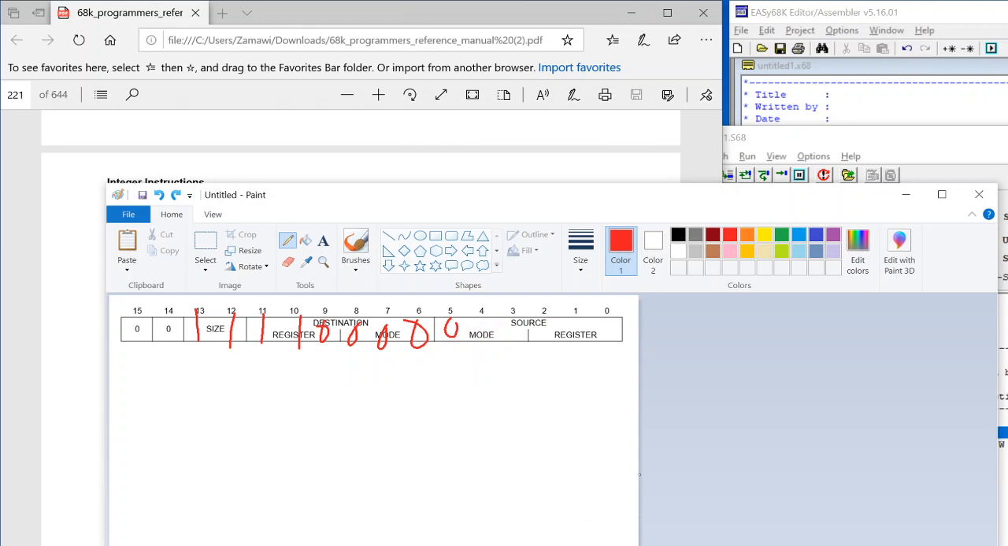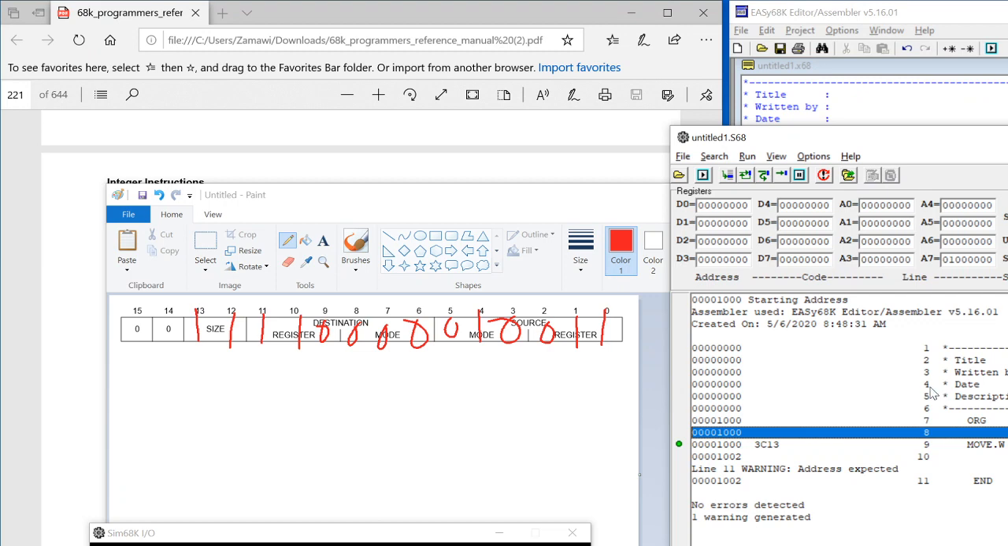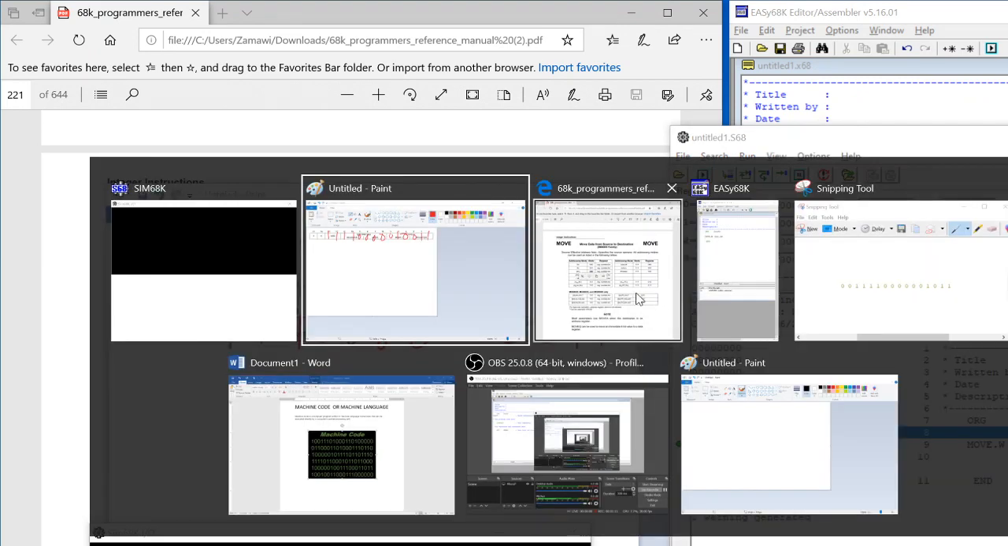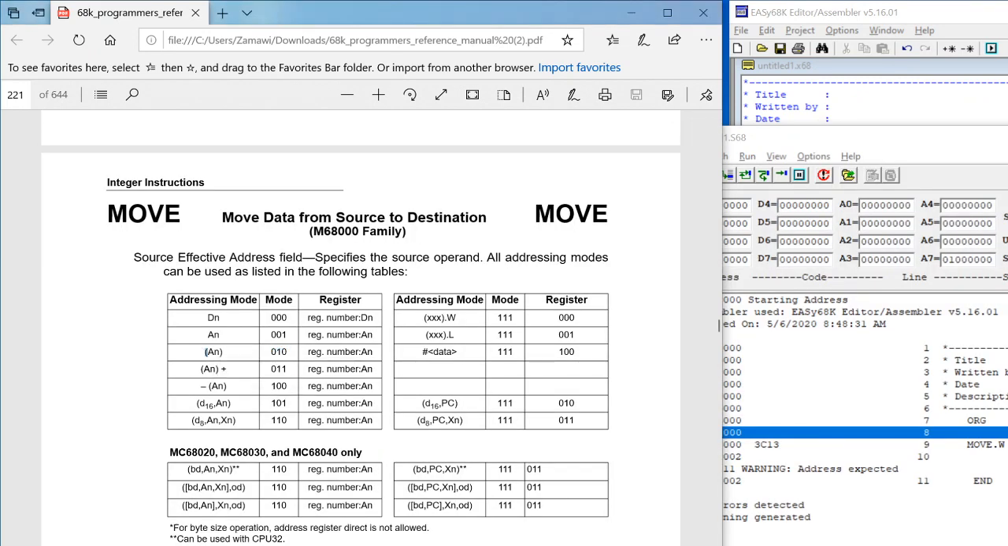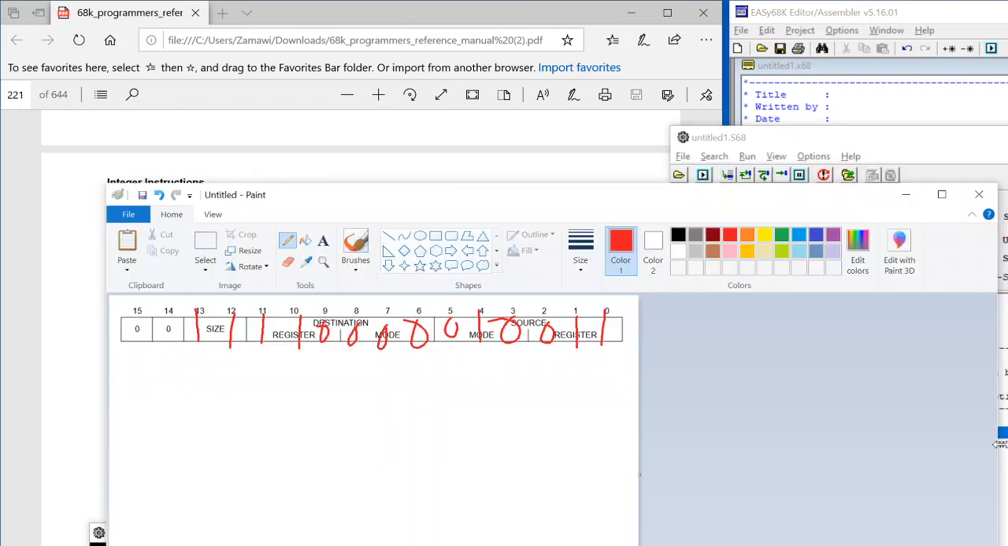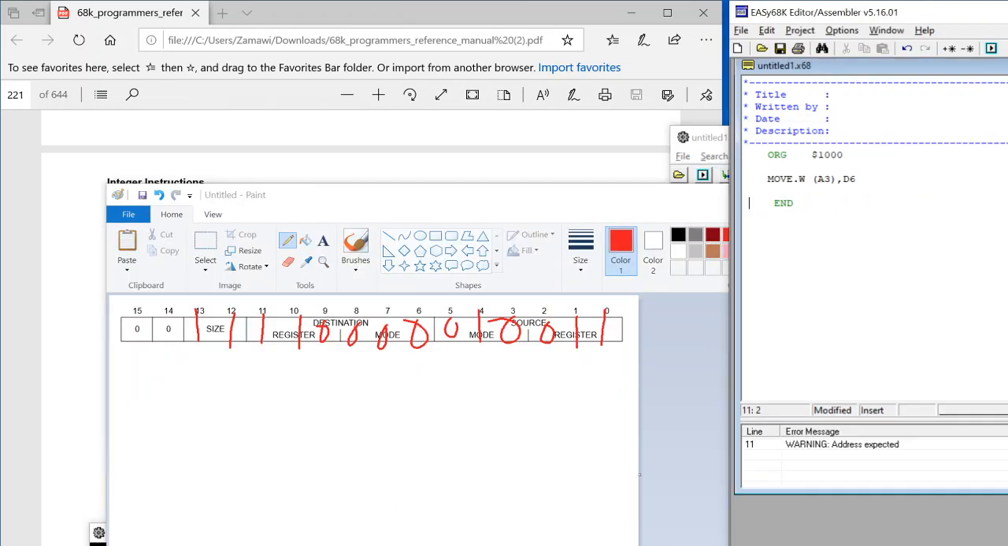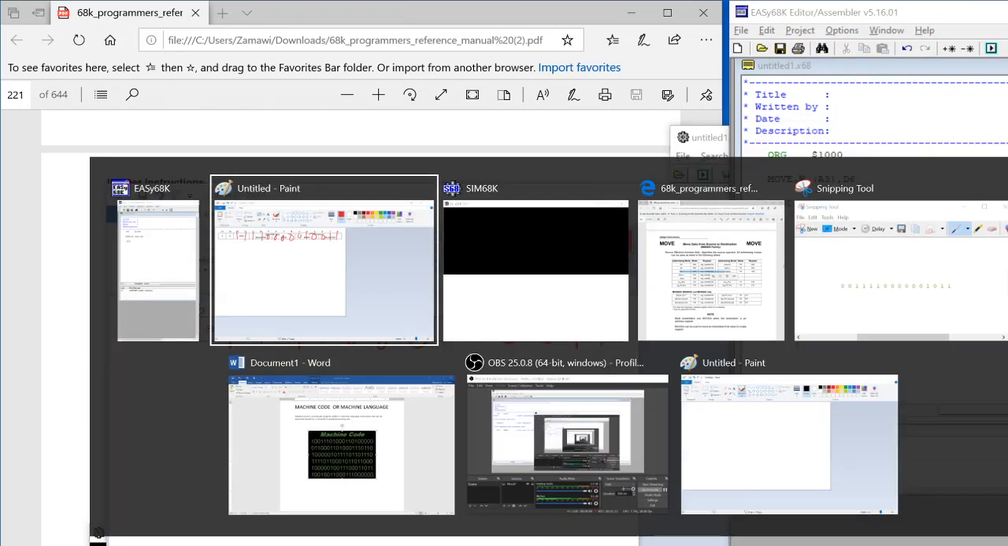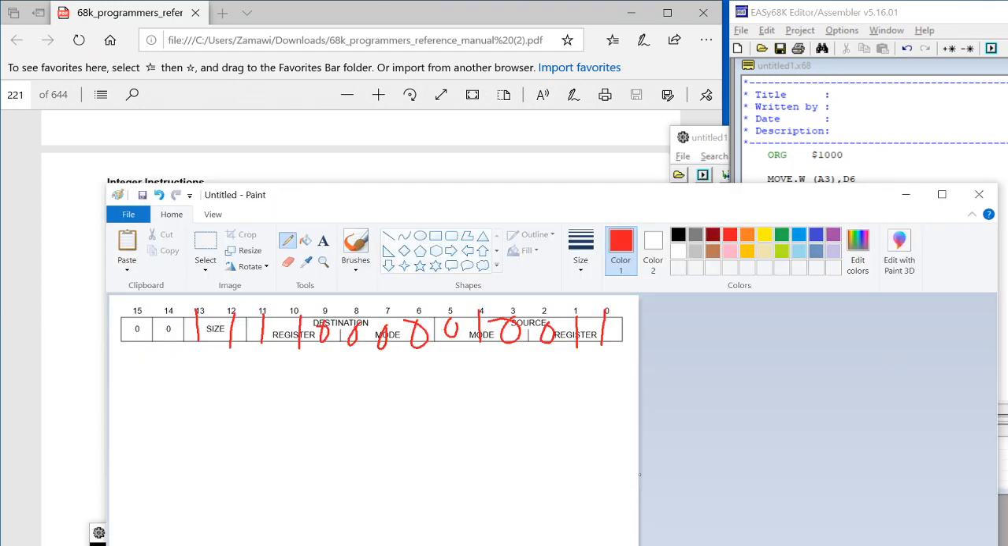So here 010, and the register A3 is going to be 011. Alright, I'm sorry, this is bracket A3, so you have to refer to the bracket tables here. This is the one. 010, not An. So this is bracket. I'm sorry for that one. Okay, so you have the value here. Let's try again.